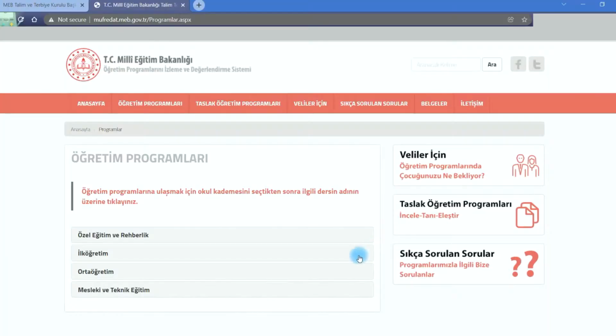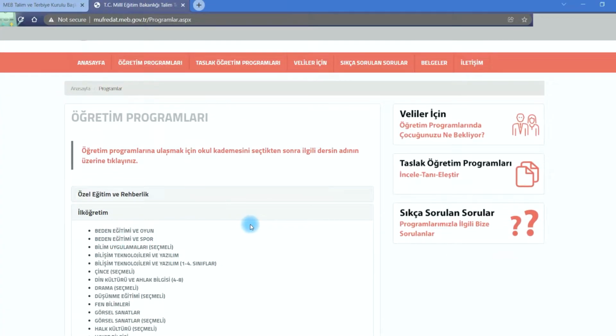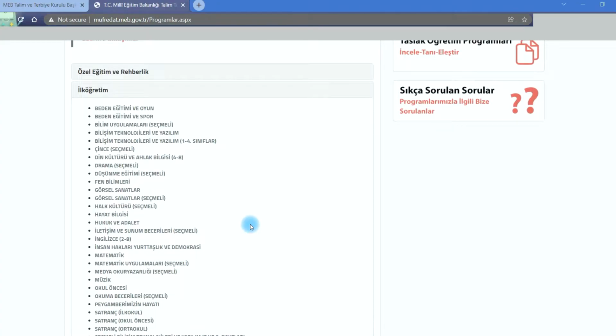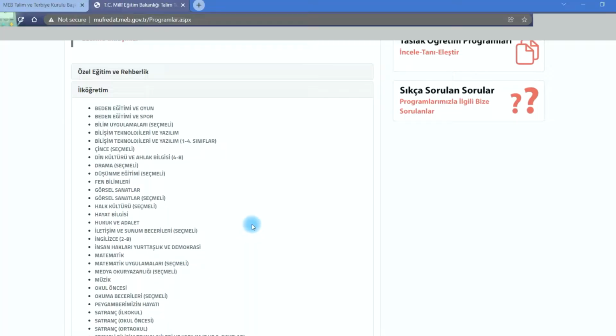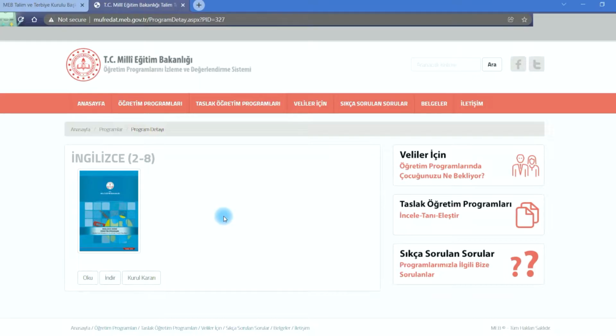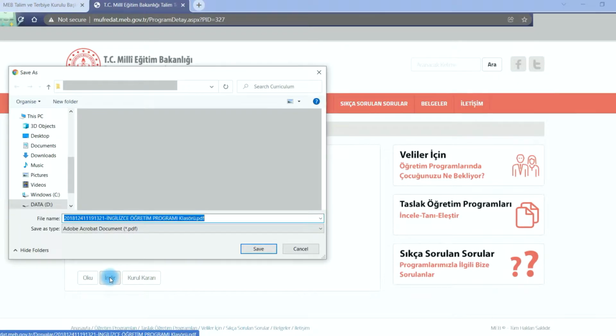Now, let's have a look at the primary school programs or curriculums. As you see, we have a load of courses, and each and every course has its own curriculum. So what we're going to do is we're going to just deal with English, nothing else. Now, when you click on English 2 to 8 grades, you see a kind of a booklet that appears as the curriculum. You can download it, you can use it online. I suggest you download it. It is free. When you download it, you can always refer to it. It becomes a reference book for you, okay?